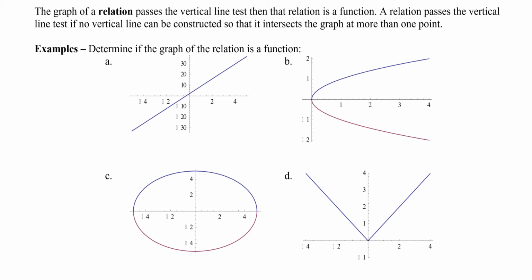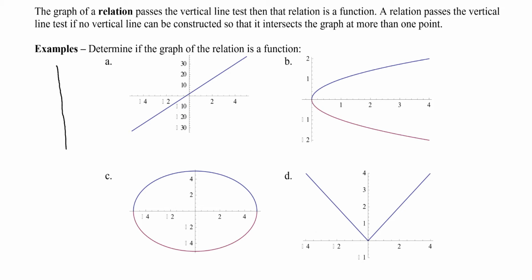Right here, we are looking at our vertical line test. And if you have a graph of a relation, you can see if it is a function, if it passes the vertical line test. And a relation passes the vertical line test if no vertical line can be constructed so that it intersects with the graph at more than one point. So remember, our vertical line, vertical goes straight up and down.